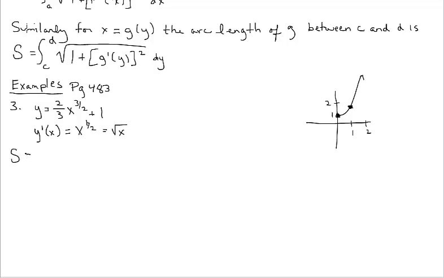All right, so set up the integral. The limits would be the x coordinates of the two endpoints, so it appears to be 0 and 1. Square root, and we always start the arc length with 1 plus the derivative, which is the square root of x, squared. It's part of the formula. So I'm really done there.